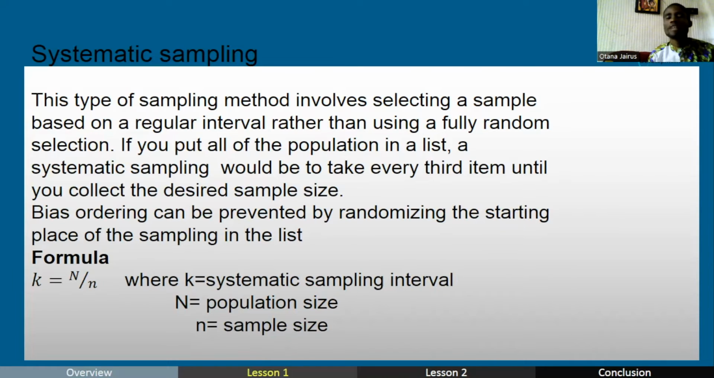Bias in this type of sampling can be prevented by using randomization in the starting place of the sampling list. So when you use randomization, this will help us prevent bias in systematic sampling. You have a small formula here which will help us calculate the systematic sampling interval. Our formula is given by K equals capital N over small n, where capital N is the population size and small n is the sample size. So in simple terms, the systematic sampling interval is given by taking the population size over the sample size, which gives us the sampling interval that you want to use.